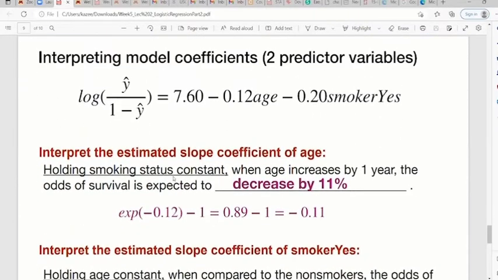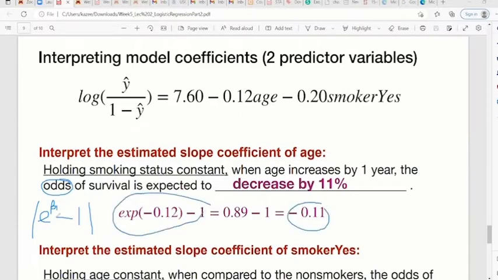Now, if you want to talk about the interpretation on odds, what did we say the other time? We said we're going to use exponential raised to the power beta 1, minus 1, then take the absolute value. That's exactly what you are doing here. When you get a negative of this, you put the absolute value. That would be 0.11. If you multiply 0.11 by 100, that will give you 11%.